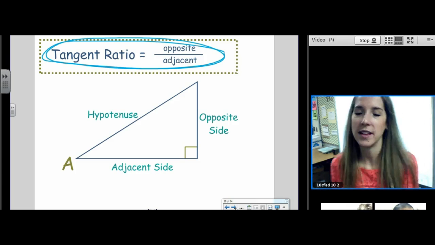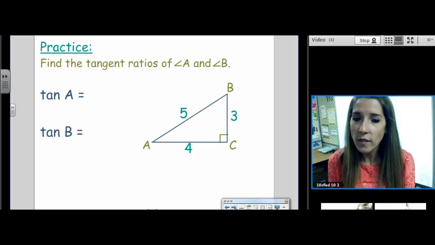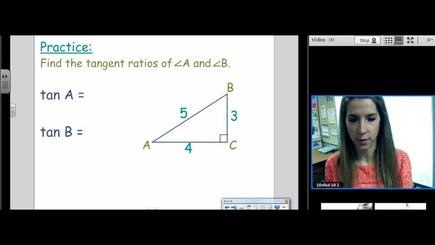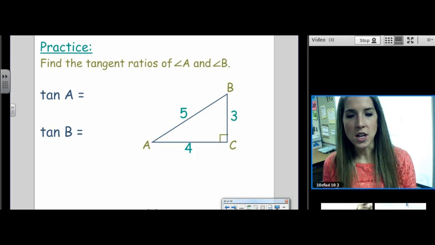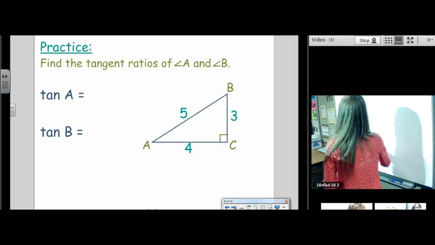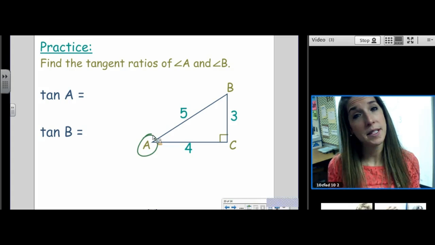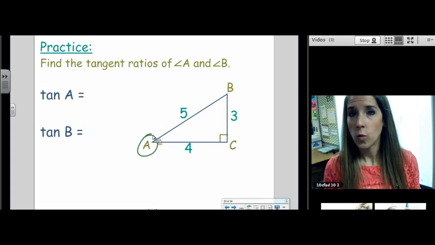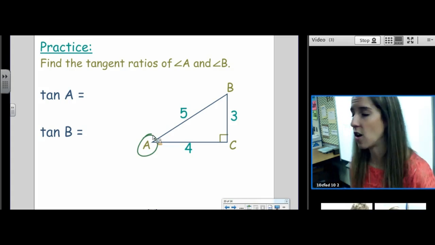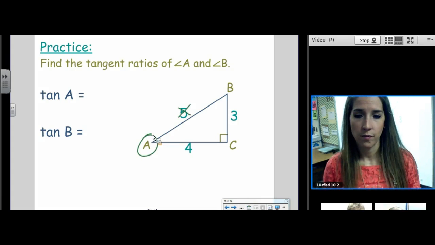All right, so let's find the tangent ratios in a triangle. We're actually not going to be solving for anything. We're just going to find the ratio for right now. The first thing I always do is circle my angle. We know that the tangent ratio is opposite over adjacent. We don't use the hypotenuse for tangent at all. So for today, I would just cross off the hypotenuse.